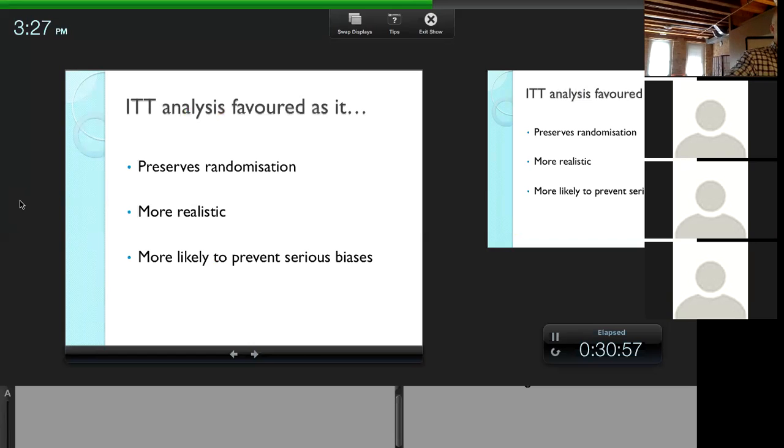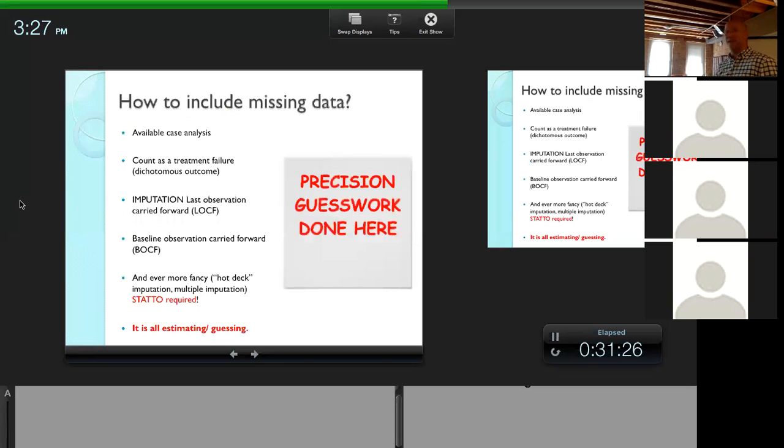The fact is, if you roll a treatment out to loads of people, they're not all going to get on with it. They're not all going to do well. And we can't base our conclusions on only those that did. And it's more likely to prevent serious biases. But the problem is, what do we do where we don't have data?